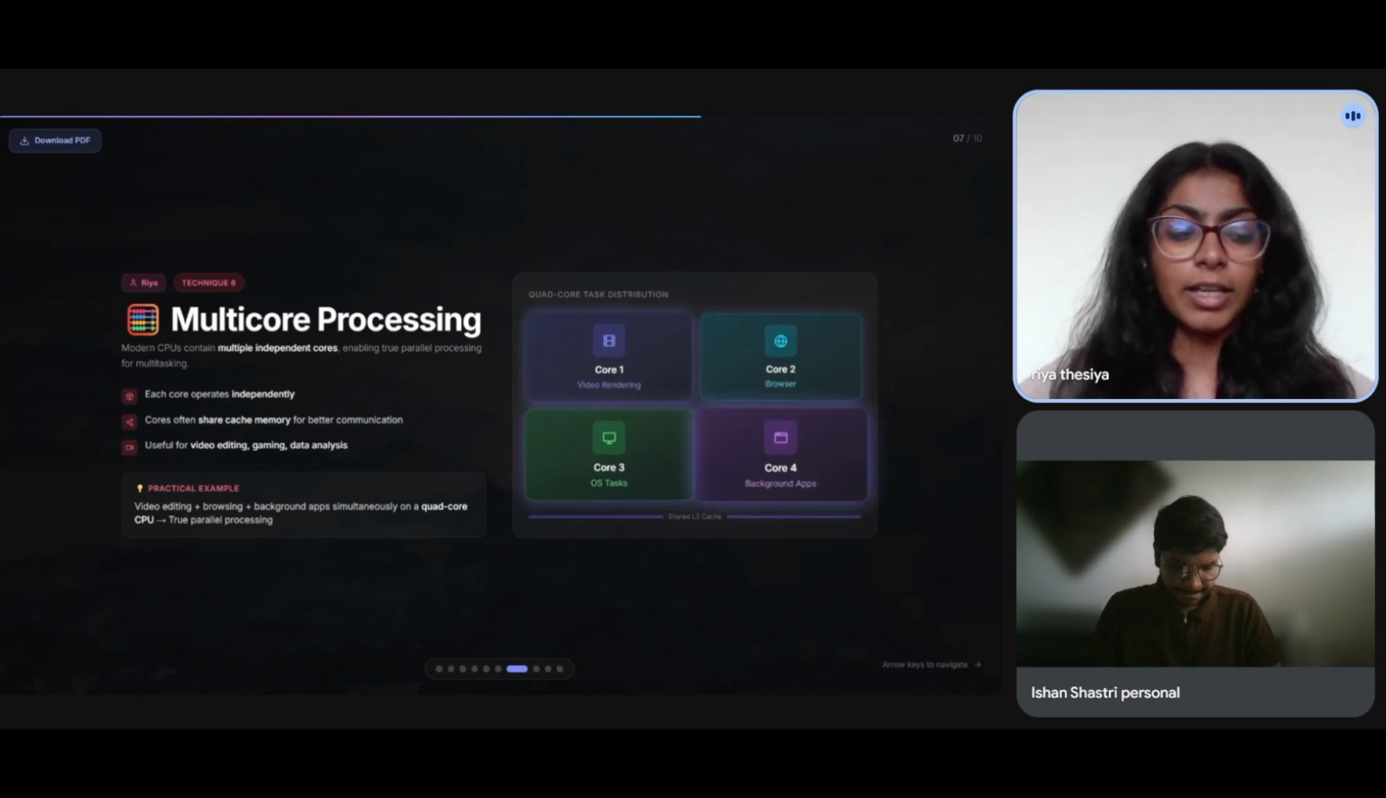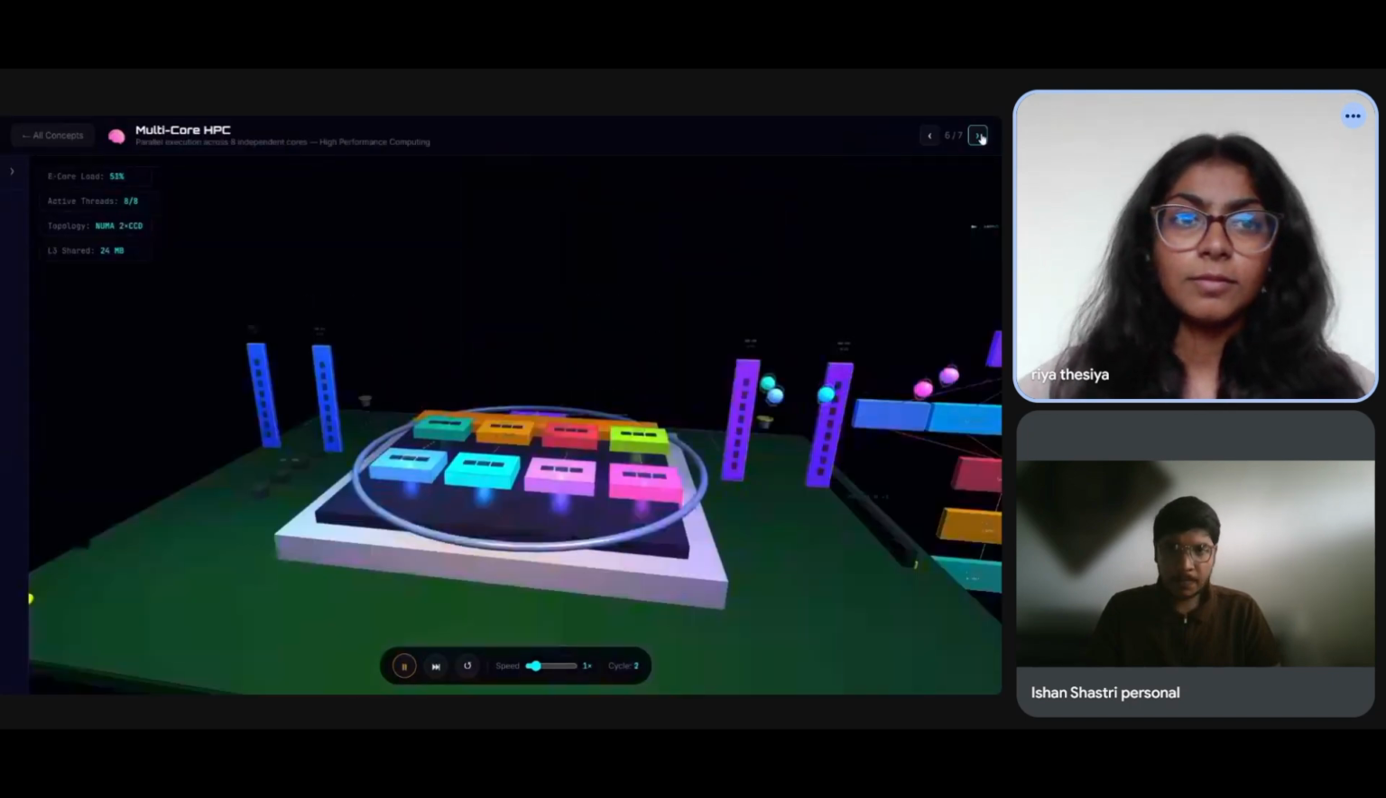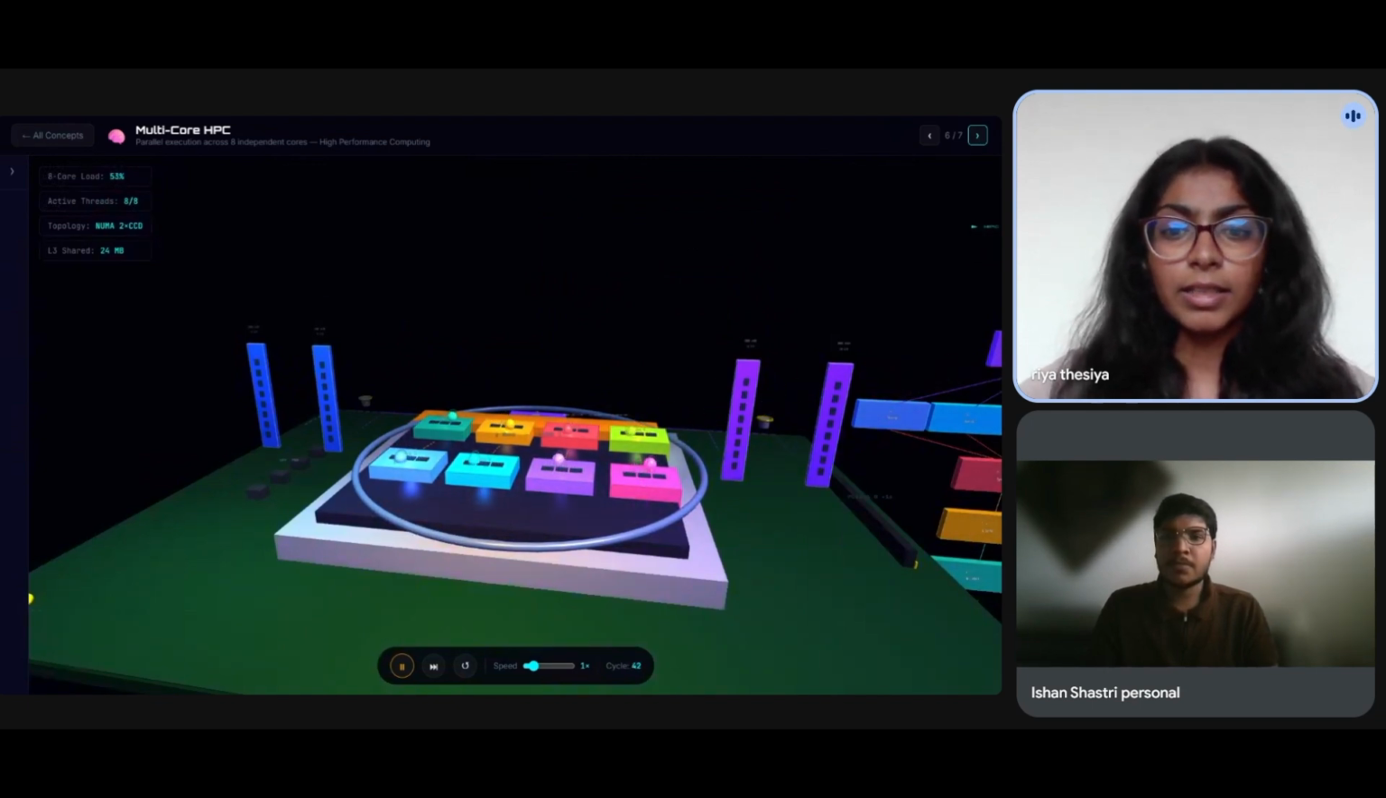Now let's see the 3D implementation of the process. Okay, so as you can see, there are multiple cores, 8 in this scenario, and they are all doing multiple tasks. As you can see, the instructions are coming and they are all performed at the same time. So basically it helps in true parallel processing, and it's a very important part of the computer.